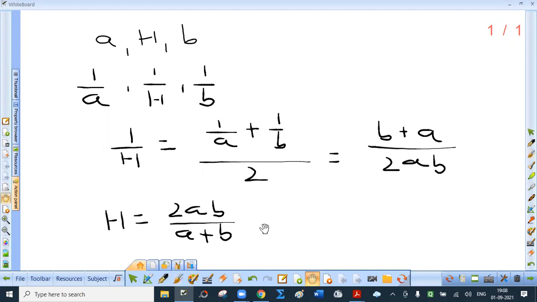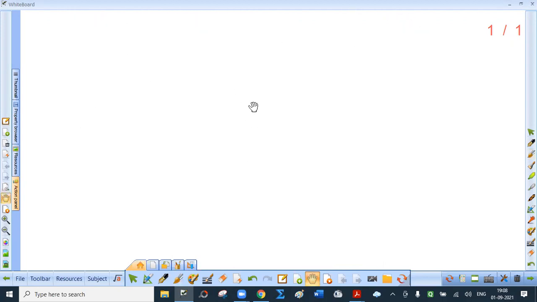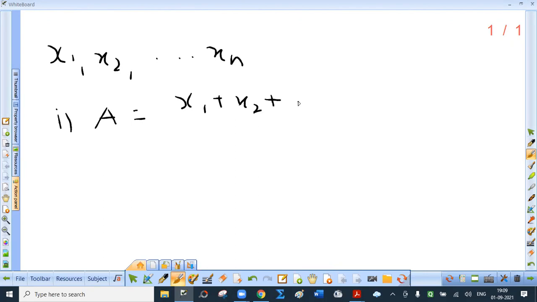Now, if we consider the general case, because if you are given n numbers, suppose x1, x2, x3 up to xn are n numbers, then what is the arithmetic mean? You know how to find the mean. Add all the numbers, x1 plus x2 up to xn, upon n. This is defined as the arithmetic mean.